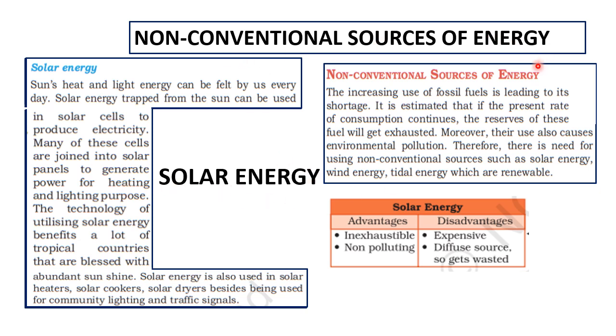Among non-conventional sources of energy, the most important is solar energy. As we know, its advantages: it is inexhaustible, and it doesn't cause pollution. It is pollution free. But the disadvantages: the installation cost of it is very high. It is expensive in its installation, and diffuse sources so get wasted.